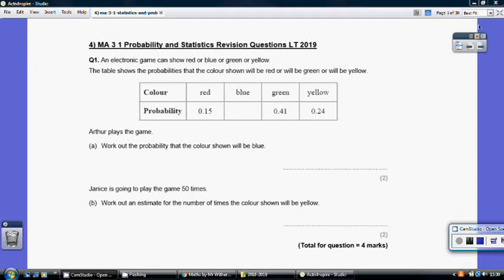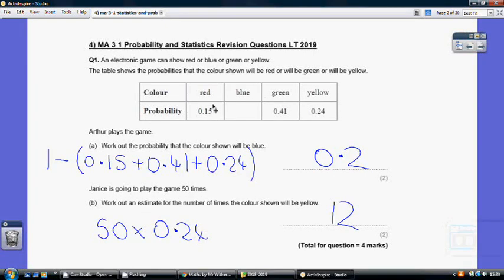Question 1. So the probabilities have to add up to a whole, so it's going to be 1, take away these 3 added together, so that gives us 0.2.